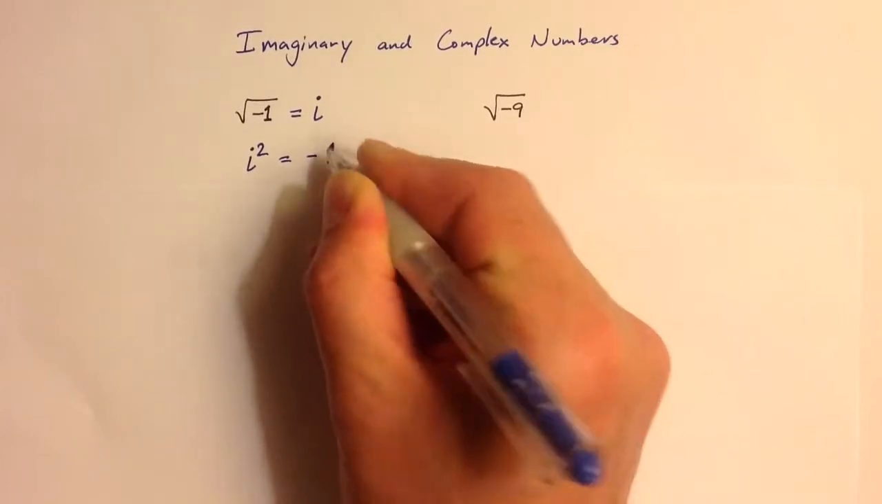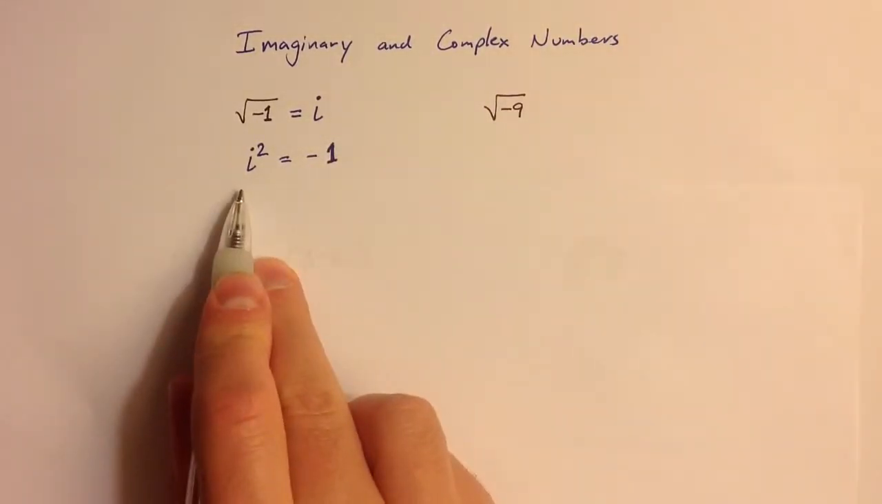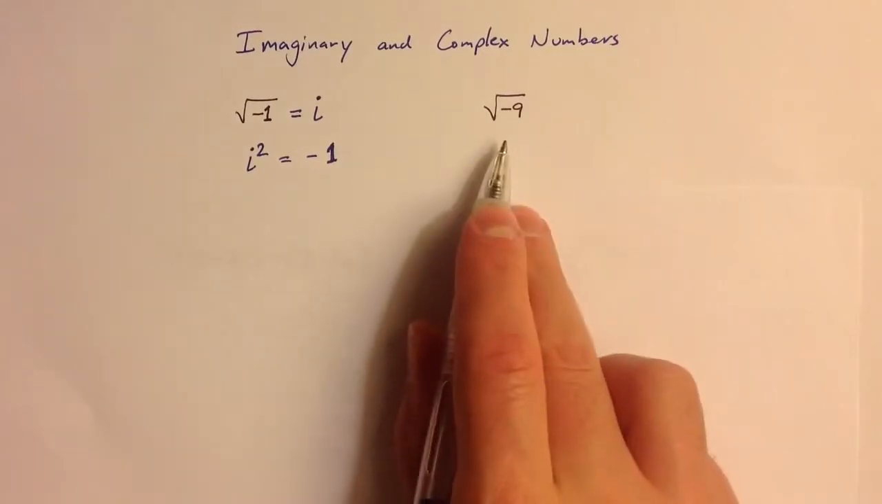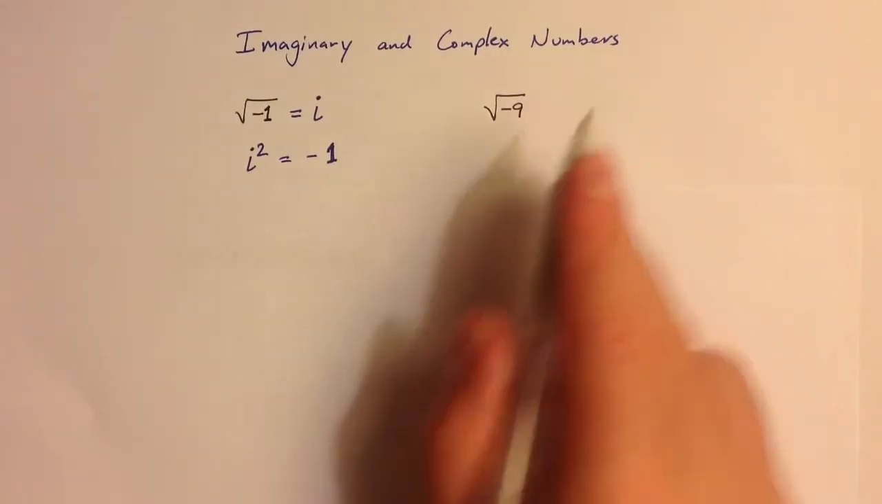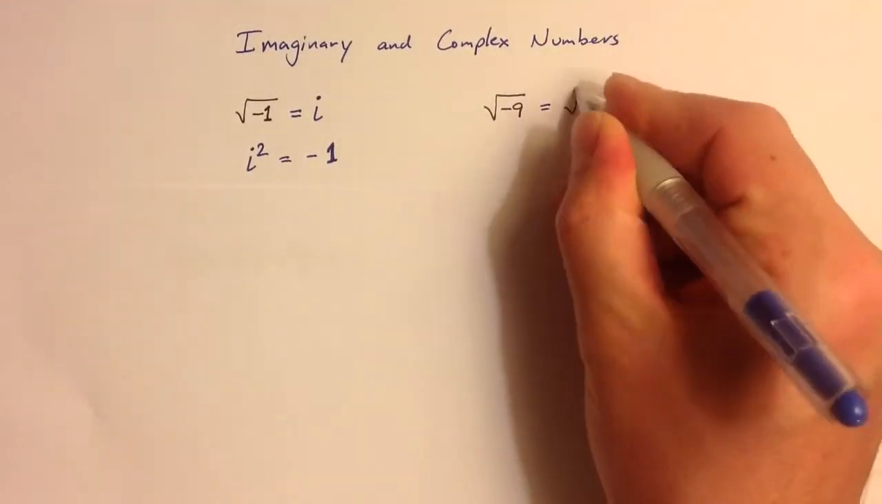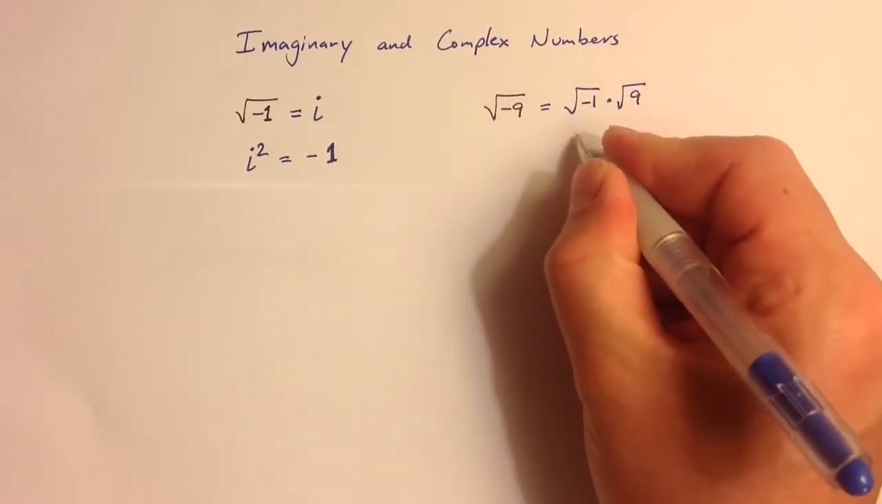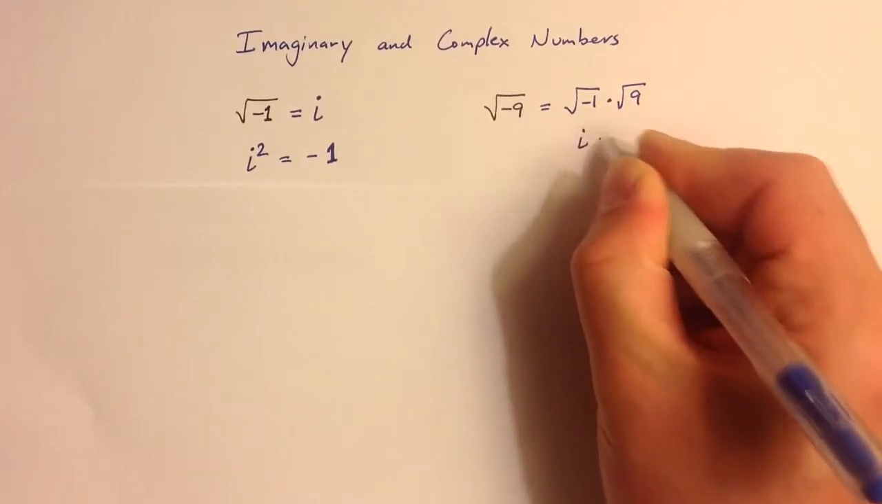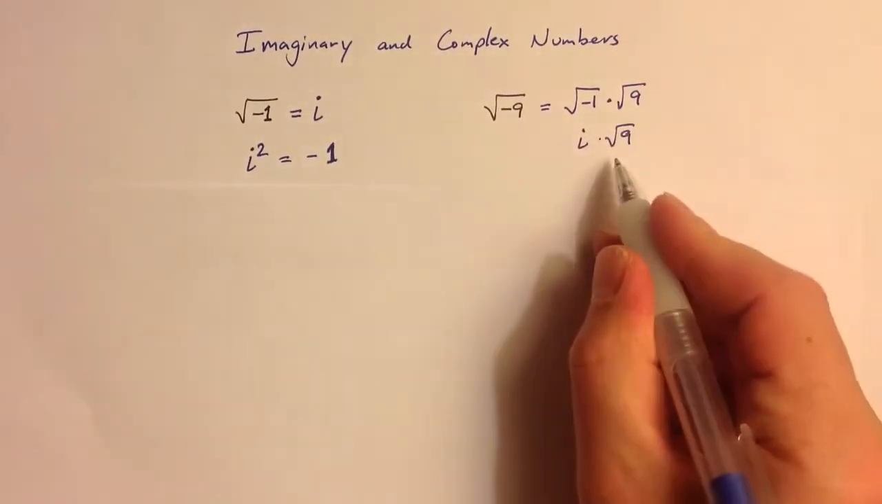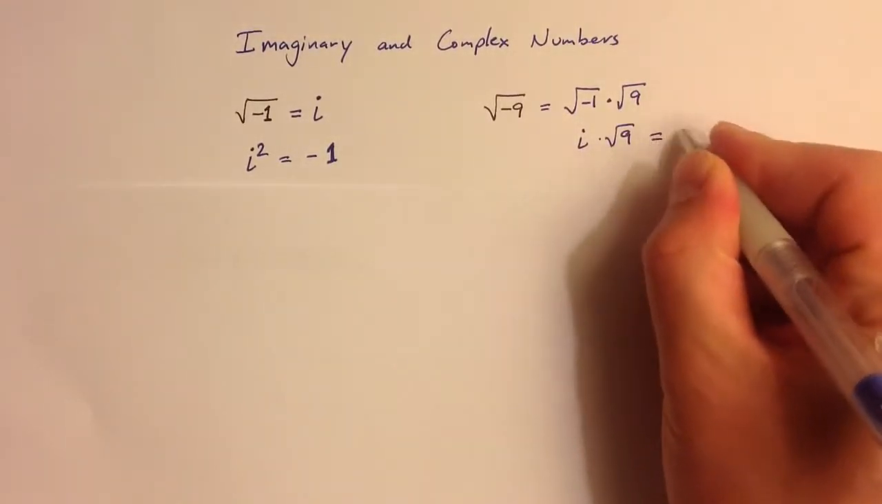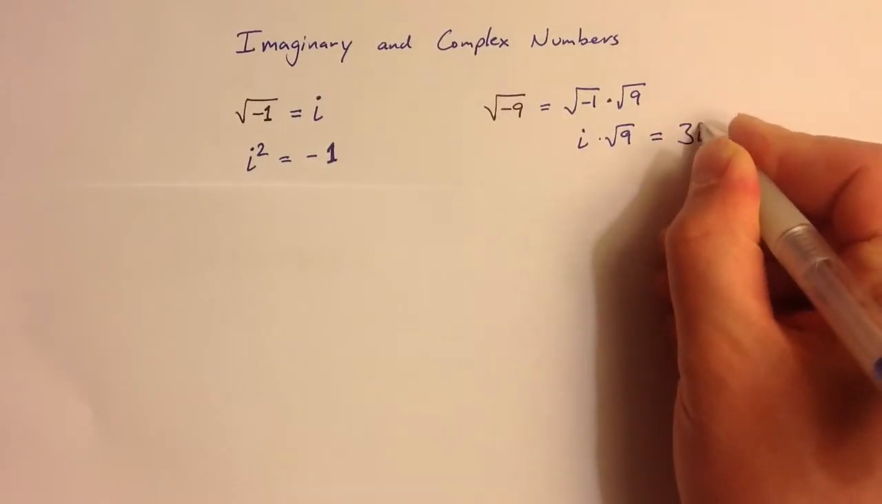And so we can use imaginary numbers. We can use i to describe other sorts of imaginary numbers, like the square root of -9. I can think of this as the square root of -1 times the square root of 9. So I get i times the square root of 9, but that's just 3. So we typically write this as 3 times i.